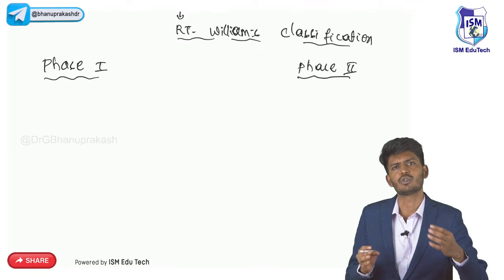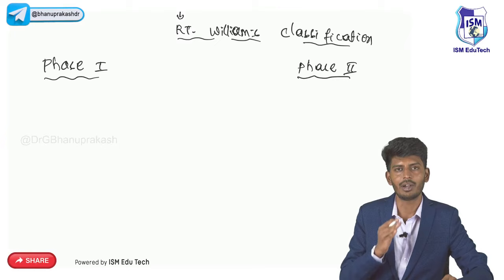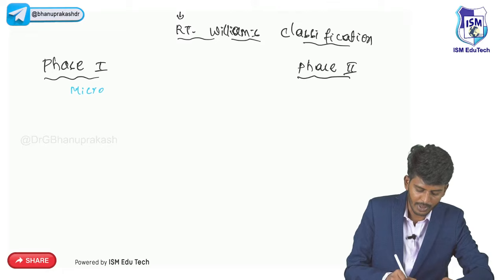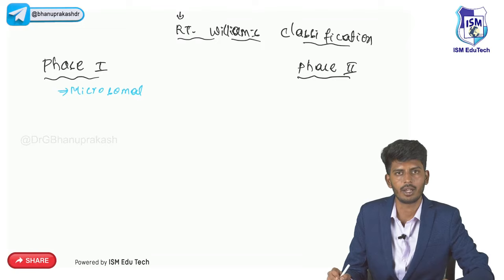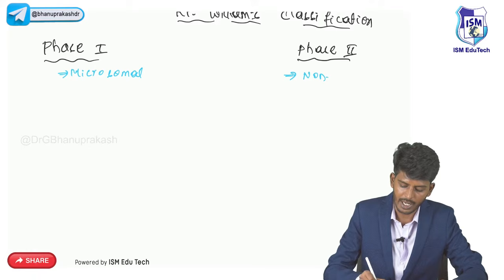Now, the question comes to you people, see, easy reaction, if you tell the examiner that, get out. So you need to understand what you need to understand. Phase 1 reactions are your microsomal reactions. So all these microsomal reactions that occur in the liver are your phase 1 reactions. Okay. And there is a phase 2 reaction. What is that phase 2 reaction? They are your non-microsomal reactions.